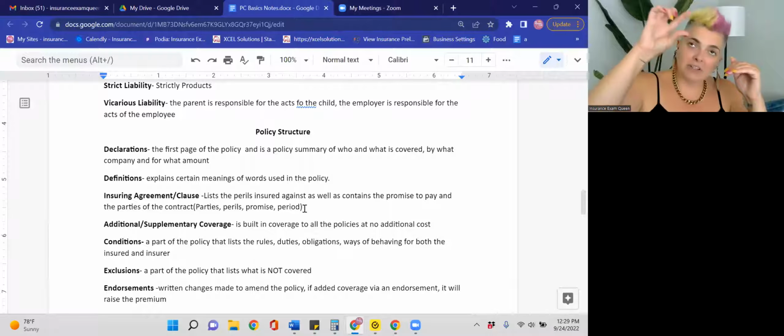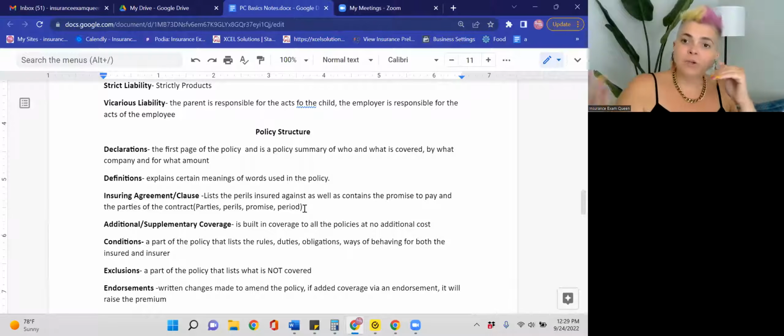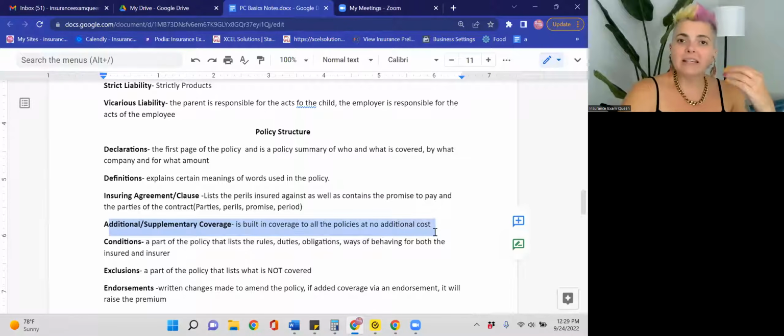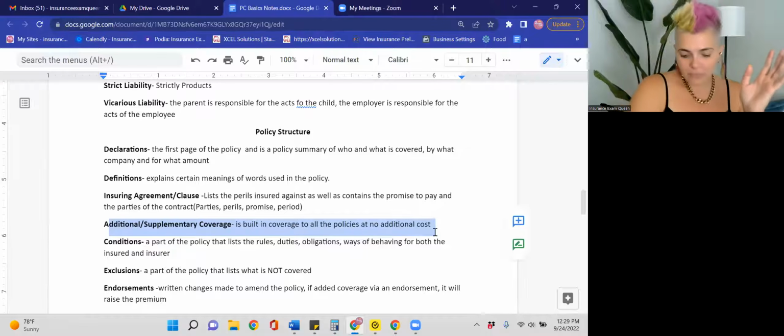Like each coverage will have its own amount of money. When you look at additional or supplementary, there's no dollar amount listed next to it because it's automatic and built in. Now, another thing with additional or supplementary is that whatever it is they do cover, what they cover is extra money in addition to what we say.